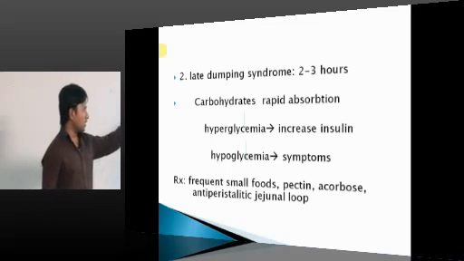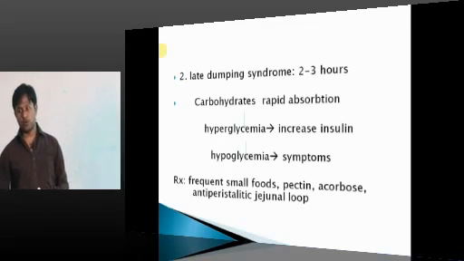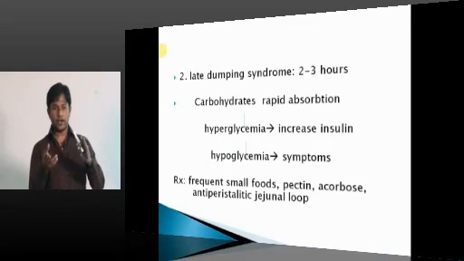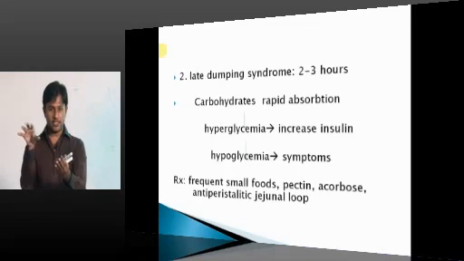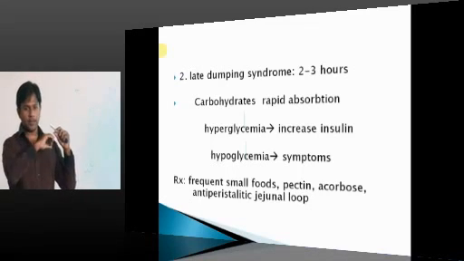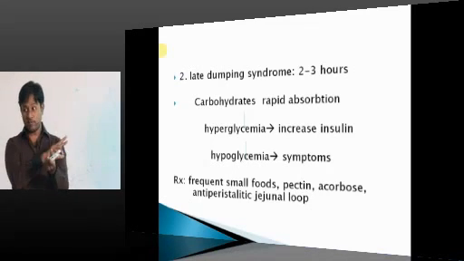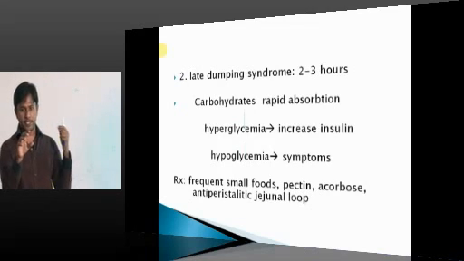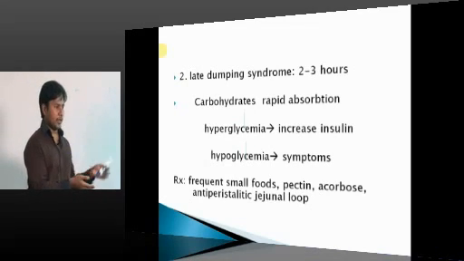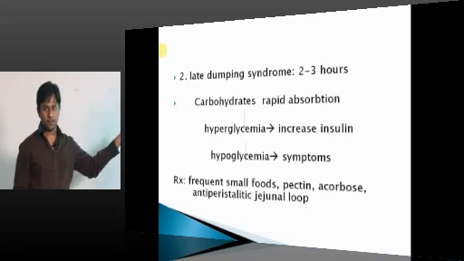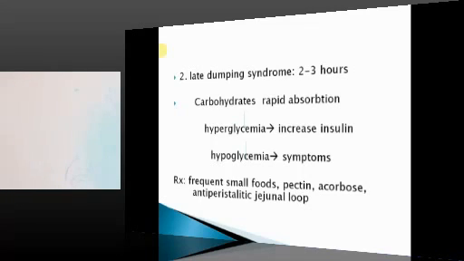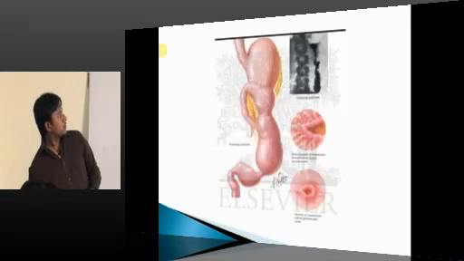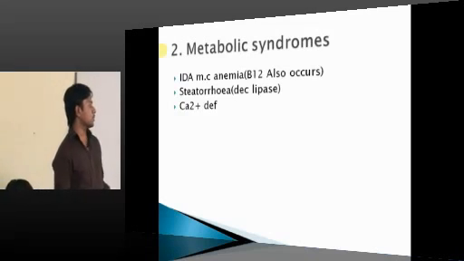You can also have one more technique, that is an anti-peristaltic jejunal loop. That is, try to reverse the jejunum so that the peristalsis will be decreased. If it is inline, the peristalsis will be normal. If it is reversed, the peristalsis will be decreased, so there will be increased time. Okay, so it will give you some more time so that absorption is decreased. Okay, that is regarding the dumping syndrome.